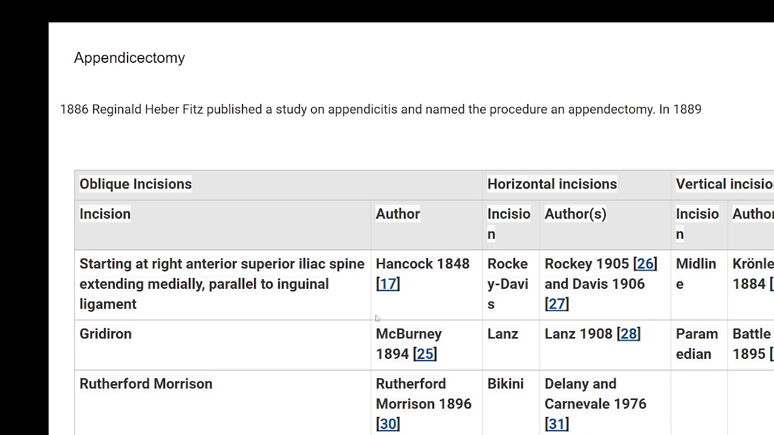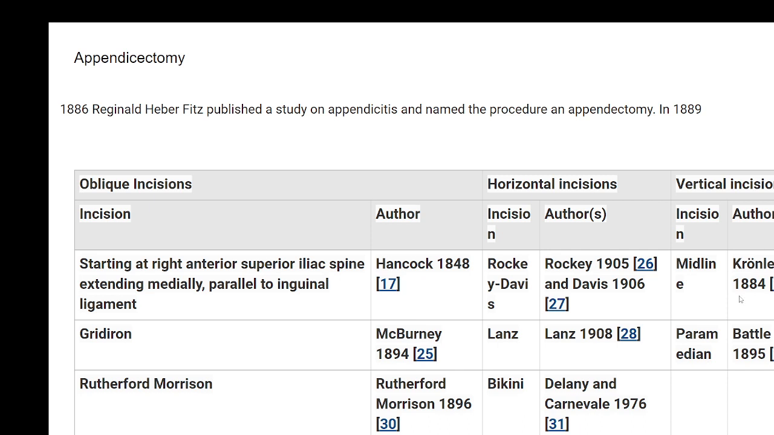The common incisions can be classified as either horizontal incisions or vertical incisions. The horizontal incisions start at the right anterior superior iliac spine, or could be gridiron or Rutherford Morrison. These are the very popular incisions. Gridiron incision is more popular and preferable in relatively uncomplicated appendicitis. Most of the time we prefer the gridiron incision, and McBurney's modified incision is preferred.